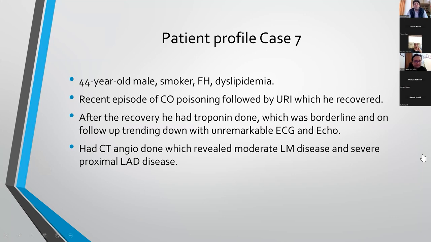My next patient is a 44-year-old male, a non-smoker, family history was positive, dyslipidemic, with a recent episode of CO poisoning followed by an upper respiratory infection, from which he recovered. After the recovery, he had troponin done, which was borderline positive, and on follow-up trending down with unremarkable ECG and echo. He had a CT angio done, which revealed moderate left main disease and severe proximal LAD disease.